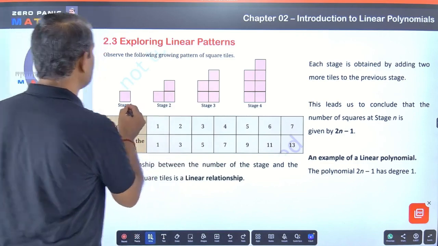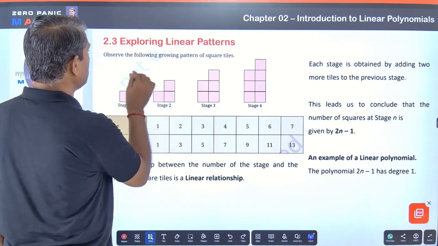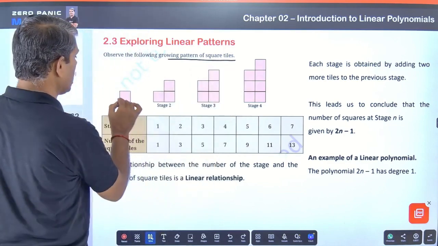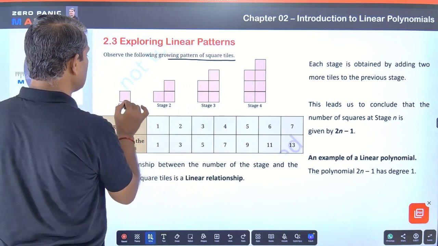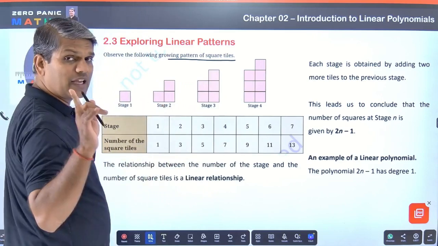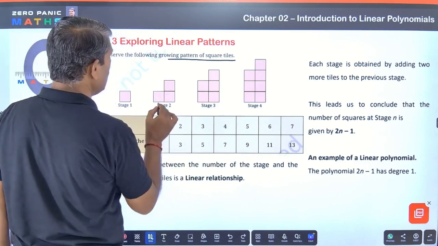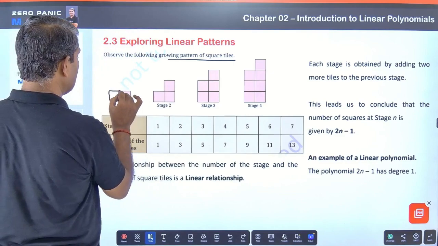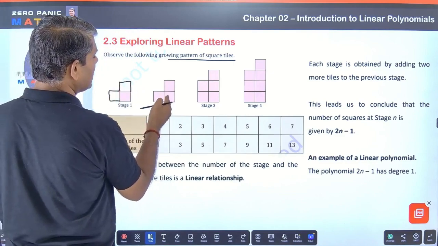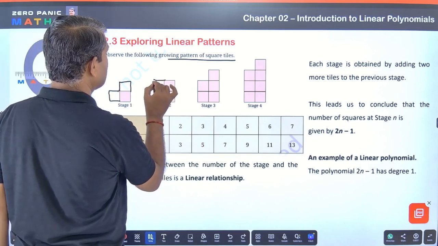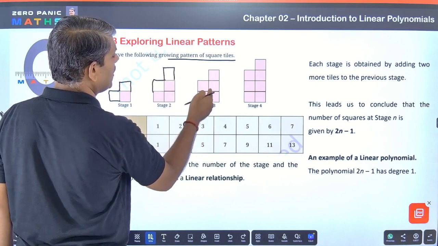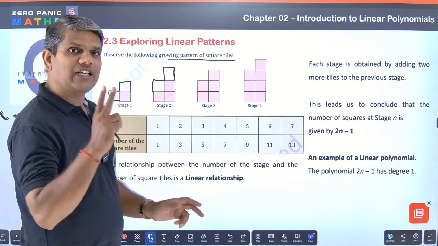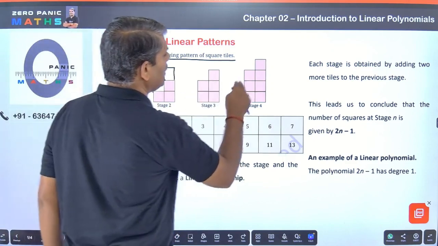Now if you see here, in stage 1, let us assume this growing pattern of square tiles. There is a square tile here. At stage 1 there is one tile. At stage 2, listen to me carefully here, two tiles are added. If you add a tile here and a tile here, this becomes the second stage. To the second stage, if you add a tile here and one more tile here, this will become the third stage. So at every stage there is an increment of two tiles from stage to stage.